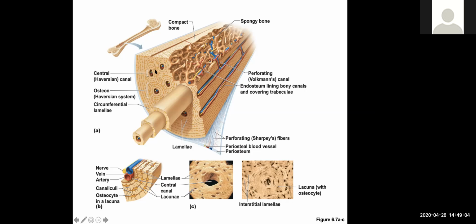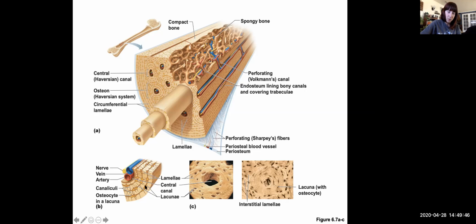Those layers, which are kind of like the rings of a tree trunk for each osteon, are collectively known as lamellae. The plural form of lamella is lamellae. So this is a lamella, this is a lamella, this is a lamella. Together they are the lamellae of this osteon. And in between the lamellae, you've got these little gaps, right? The little gaps are called lacunae, singular lacuna. So you have one lamella, one lacuna. Multiple lamellae, multiple lacunae. And within each lacuna lives a little osteocyte.